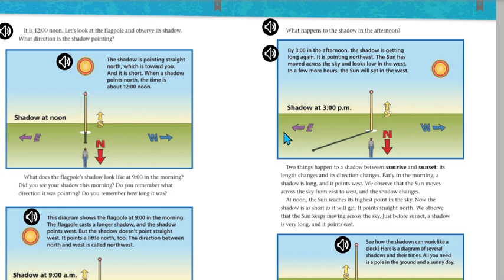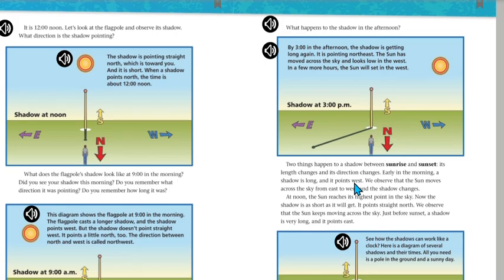Two things happen to a shadow between sunrise and sunset: its length changes and its direction changes. Early in the morning, a shadow is long and it points west. We observe that the sun moves across the sky from east to west and the shadow changes. At noon, the sun reaches its highest point in the sky. Now the shadow is as short as it will get. It points straight north. We observe that the sun keeps moving across the sky. Just before sunset, a shadow is very long and it points east.